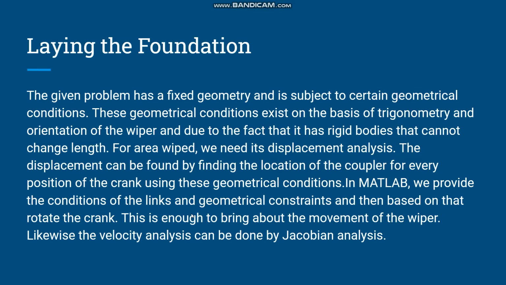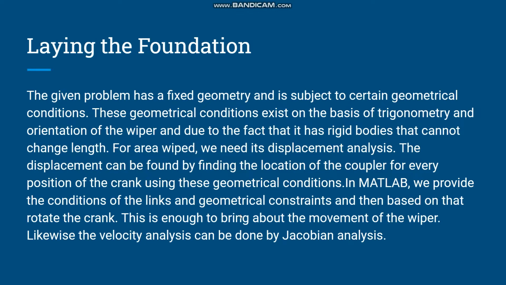With those in mind, we vary the coordinate position of the crank. As the position of the crank varies, all the other factors that depend on it also vary, and this brings about the displacement analysis. The displacement can be found by finding the location of the coupler for every position of the crank using these geometrical conditions. In MATLAB, we provide the lengths of the links and the geometrical constraints, which position the links with respect to their environment, and then based on that we rotate the crank.